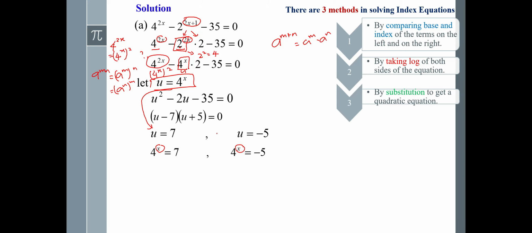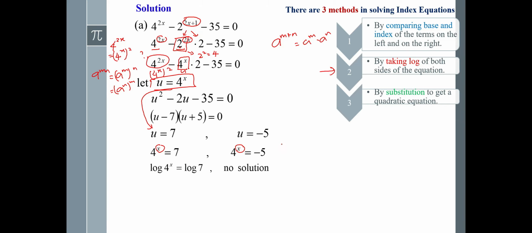Well, to solve for x, since x is at the power, remember the only way for us to bring x to the front is by taking log of both sides of the equation. So that is like applying the second method. So you just put log or natural logarithm on the left side. So when you put log on the left and right of this first equation, this is what you get.